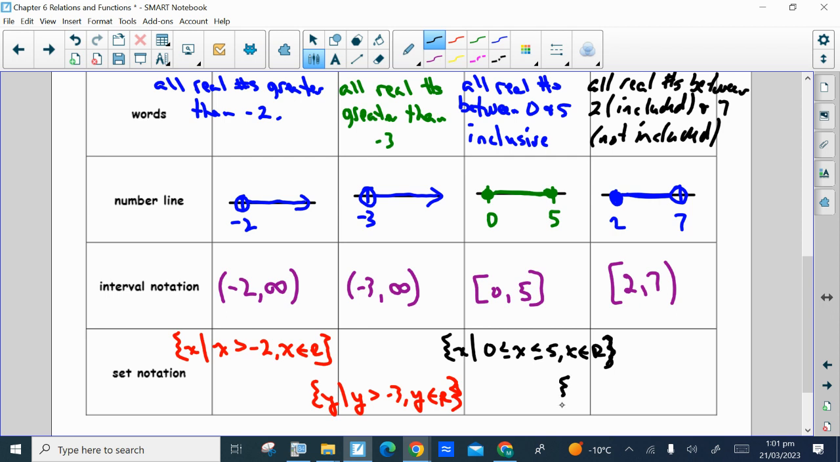And when we write the range, the variable is y: all values of y such that y is greater than or equal to 2, but only less than 7. And again, y is an element of real numbers.